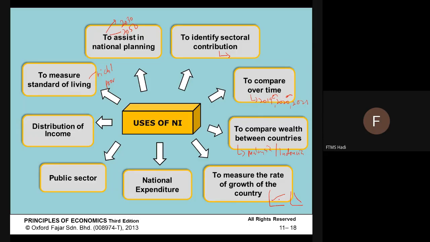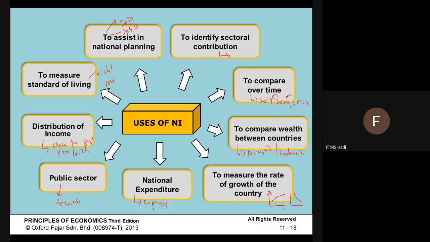National expenditure, they want to measure the expenses of the government, the expenses of the country. And the public sector is more on the government side. That means for reference. Distribution of incomes means they will distribute the income towards rich people and poor people, to close the gap between poor and rich. We don't want the country to have very rich people and very poor people. It must be something in between, a balance between those groups.